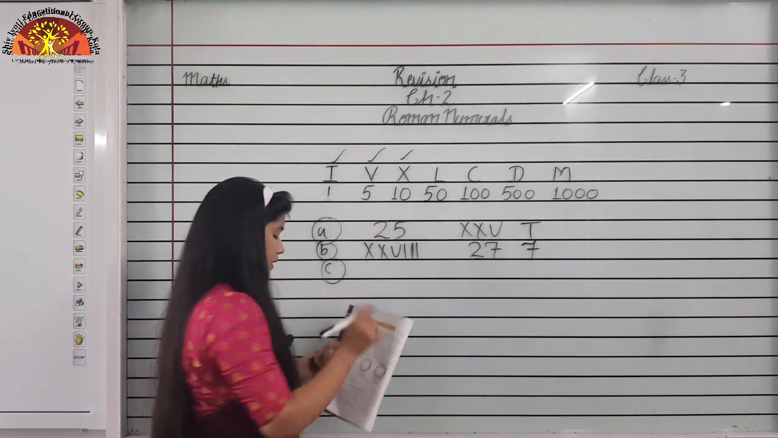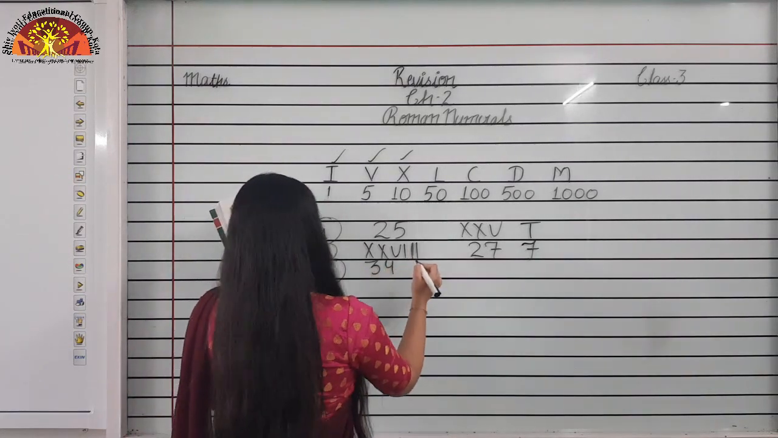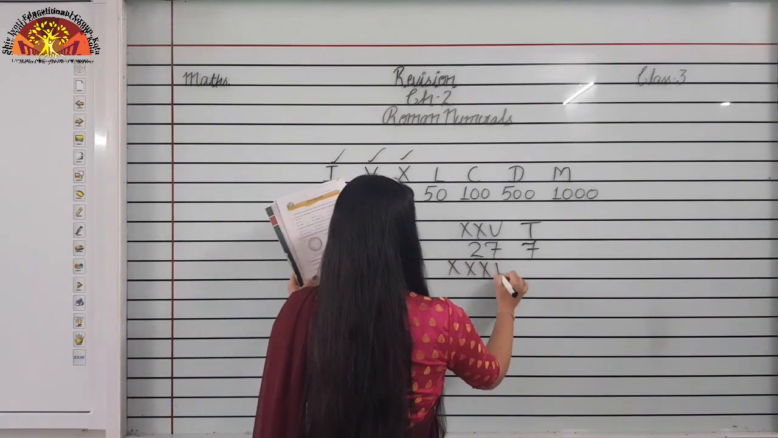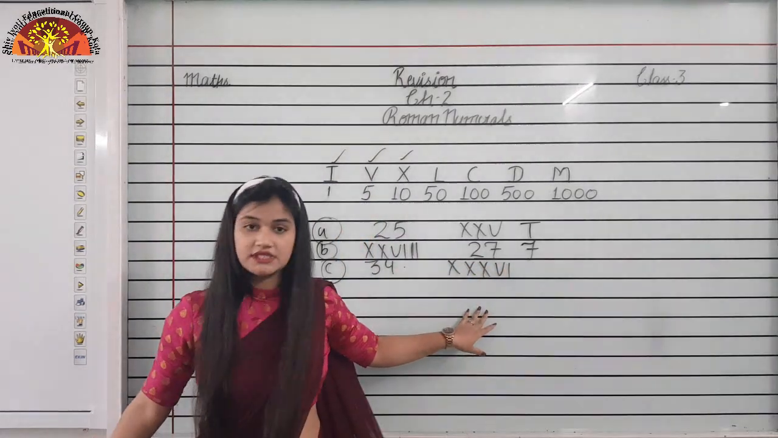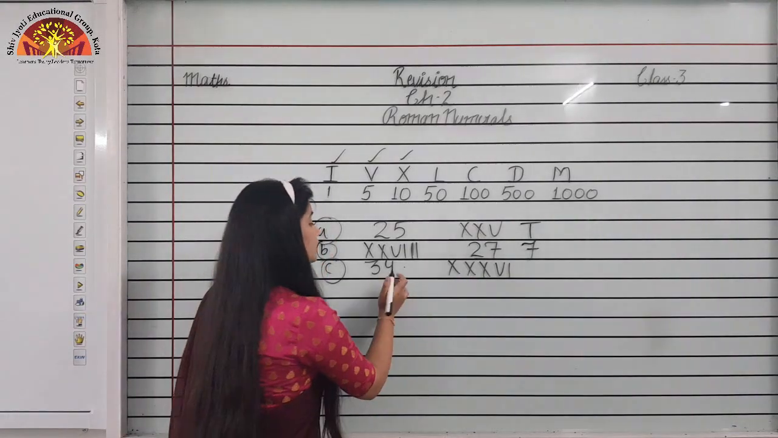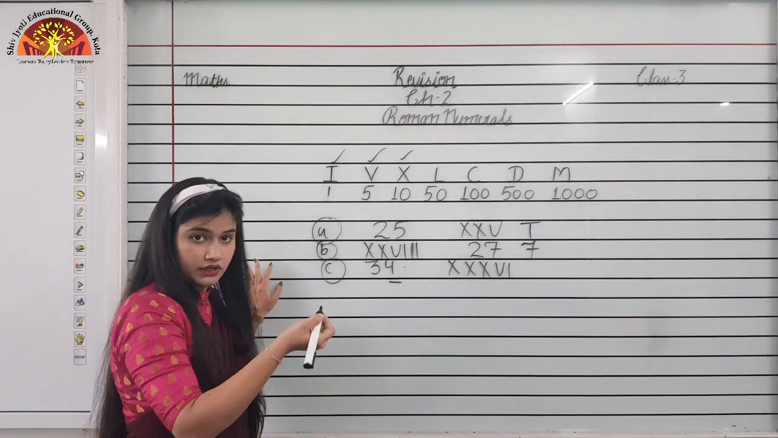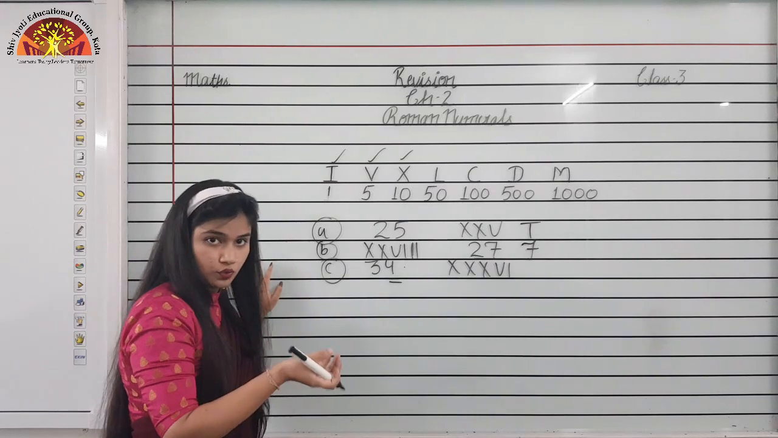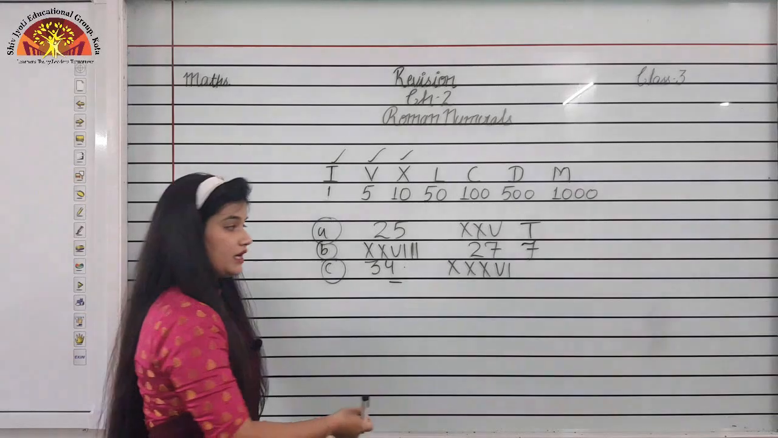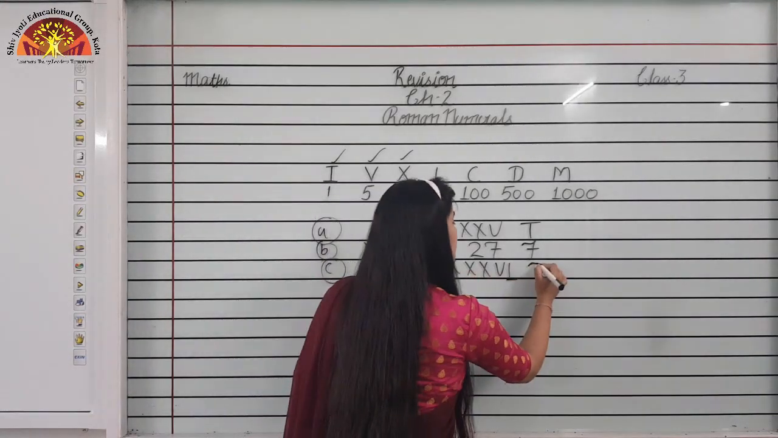Now we see the next part, C part: 34 can be written in Roman numerals as XXXVI. So students, 30 means 3 times X, XXX. Is it clear? Now the value of 4. So students, as I have told you, 4 means V minus 1, 5 minus 1. We have to subtract 1. When you subtract, which side will the symbol come on? Left side, and here you can see the symbol is coming on the right side. It means this statement will be false.